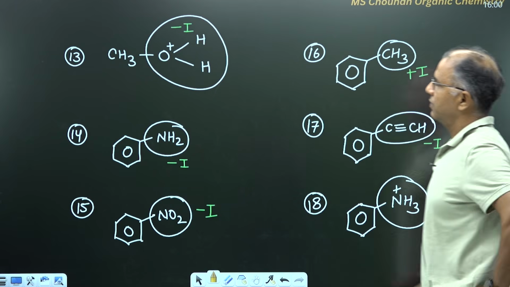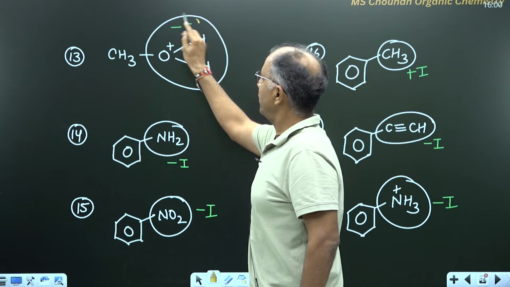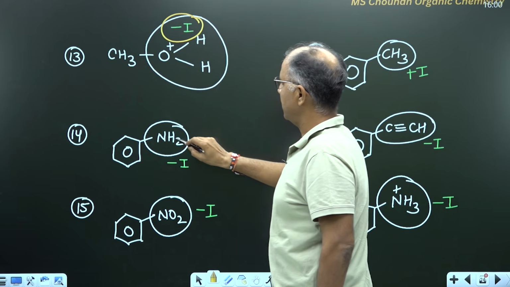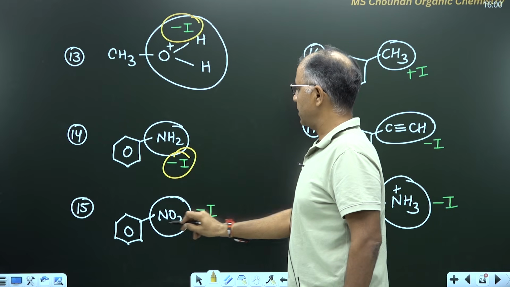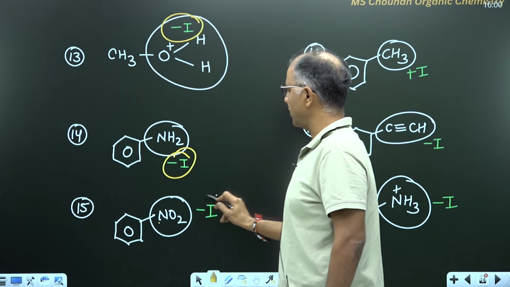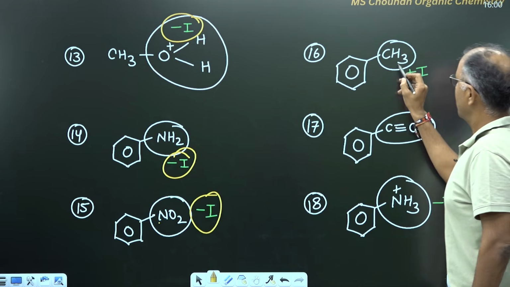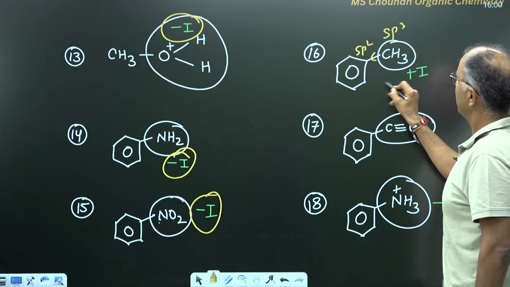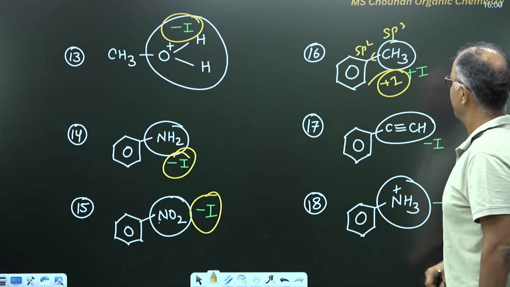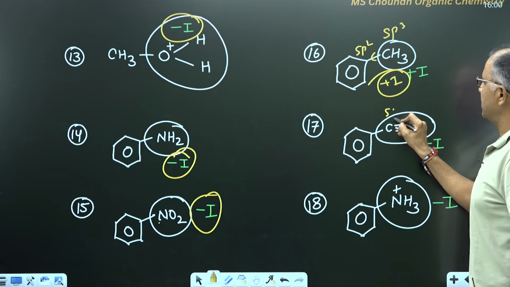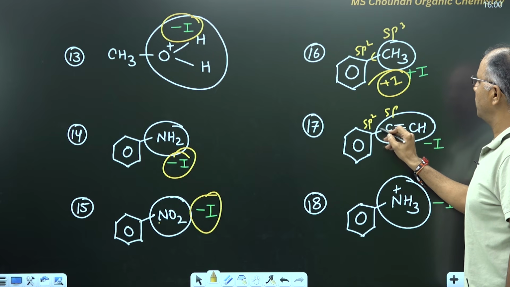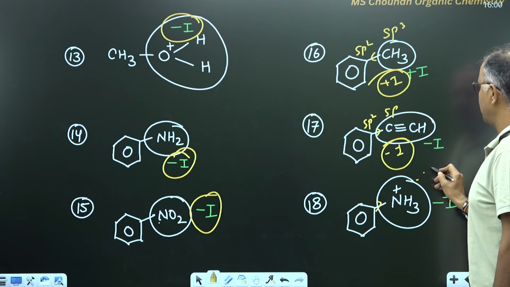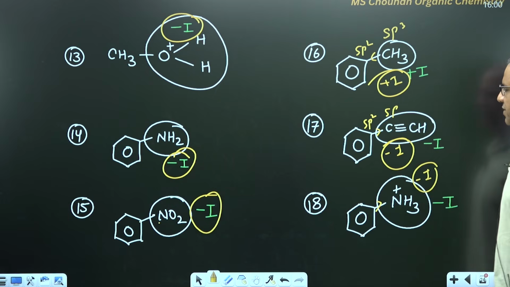These are the answers. As oxygen is more electronegative, O plus is more electronegative than neutral oxygen. This means it is a minus I. Nitrogen is more electronegative, minus I. Again nitrogen is more electronegative than carbon, minus I. Now this is sp3 carbon, it is toluene, and this is sp2. This means it will show plus I. Now in this example, alkyne is sp hybridized, this is sp2, sp hybridized means minus I. What about this NH3 plus? It will show minus I.